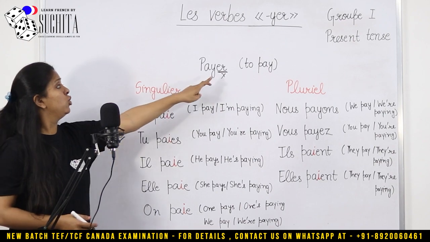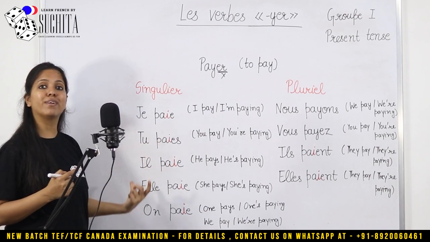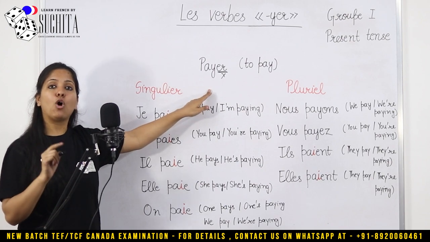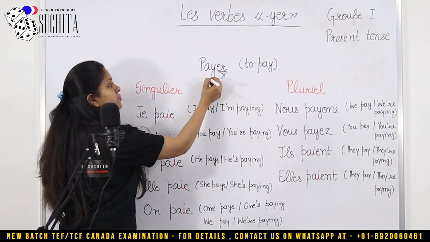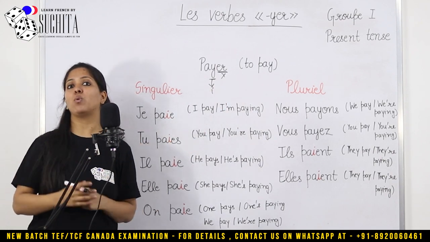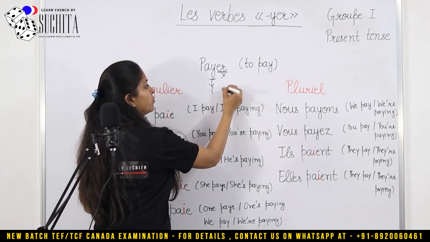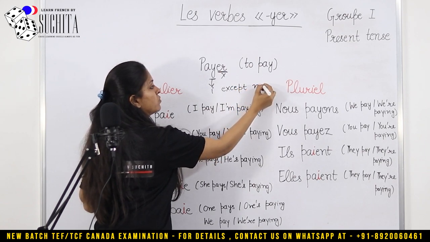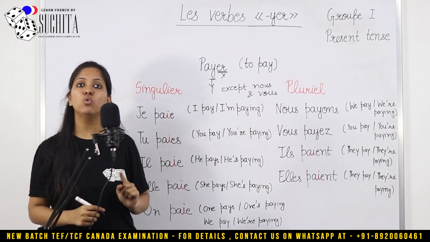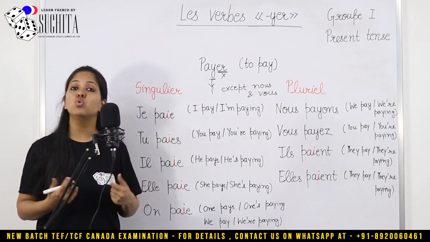Now, you will cut your ER. So your radical is PAY, which you will write in all the cases. Here comes the exception. The exception is, in all the YER verbs, this Y will change into I while conjugating, except with nous and vous. In the case of nous and vous, this Y will remain Y. However, in all other cases, this Y will change into I.